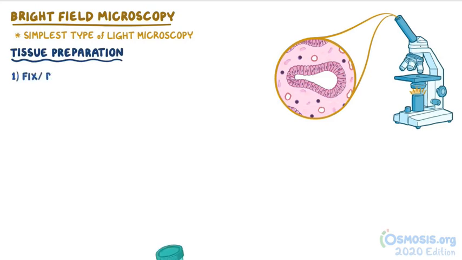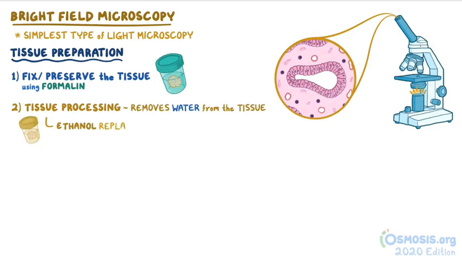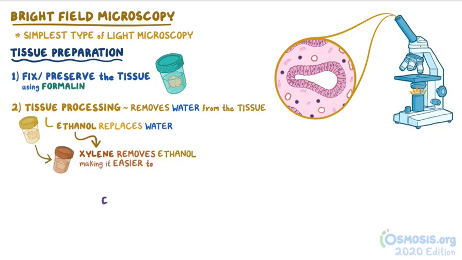First is to fix or preserve the tissue using formalin. The next step is tissue processing, which is the step that removes water from the tissue. This is done by using ethanol, which replaces the water in all the cells, and xylene, which removes ethanol by dissolving it, making it easier to embed the tissue in paraffin.